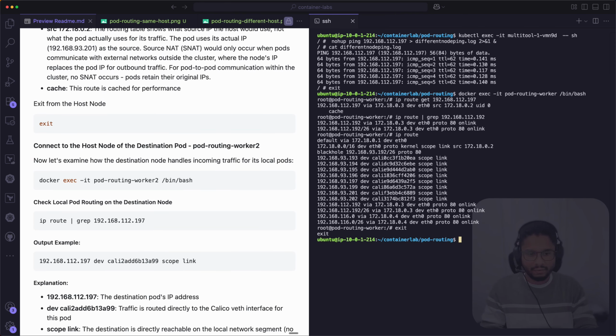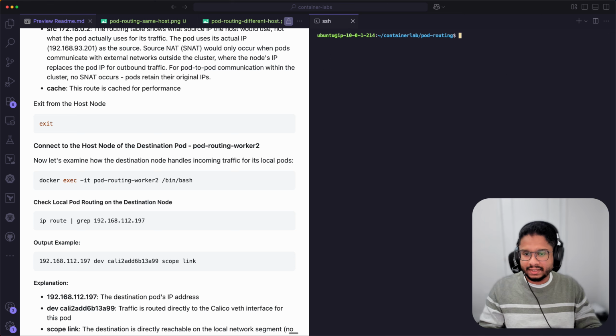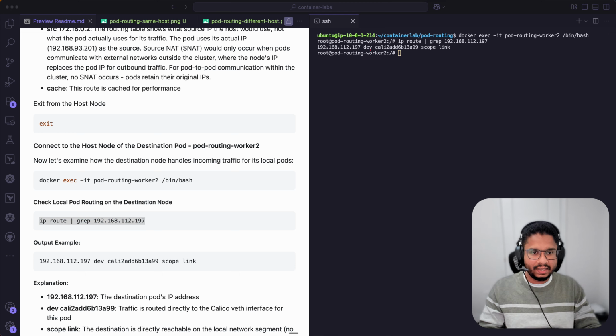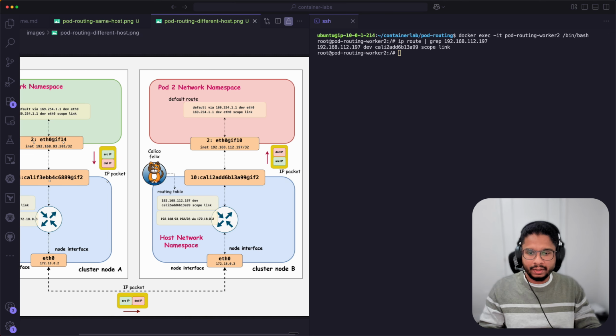Let's exit from this. And now what we're doing is execing into the destination node. And on the destination node, if I do an IP route for the destination pod, you're going to see this output that points to the Calico interface. On the destination node, we see that the route points to this particular interface over here, right? Which is the host end of the virtual Ethernet pair that belongs to the destination pod, all right?